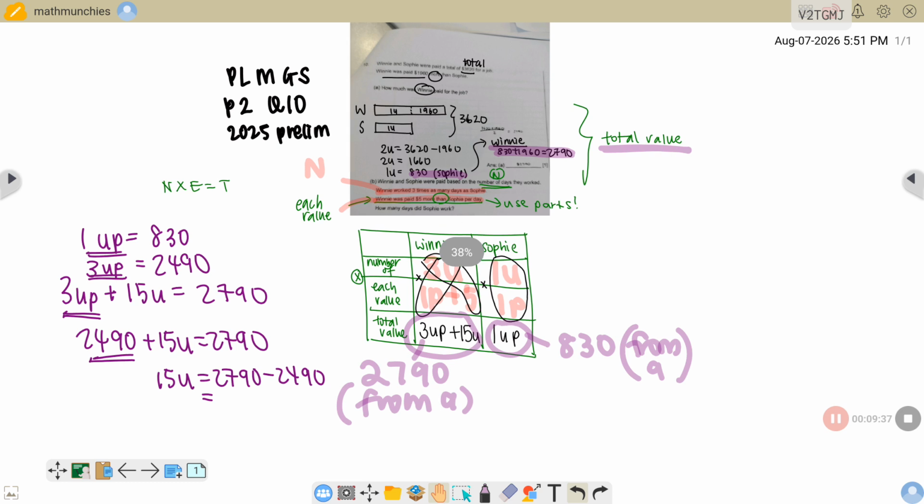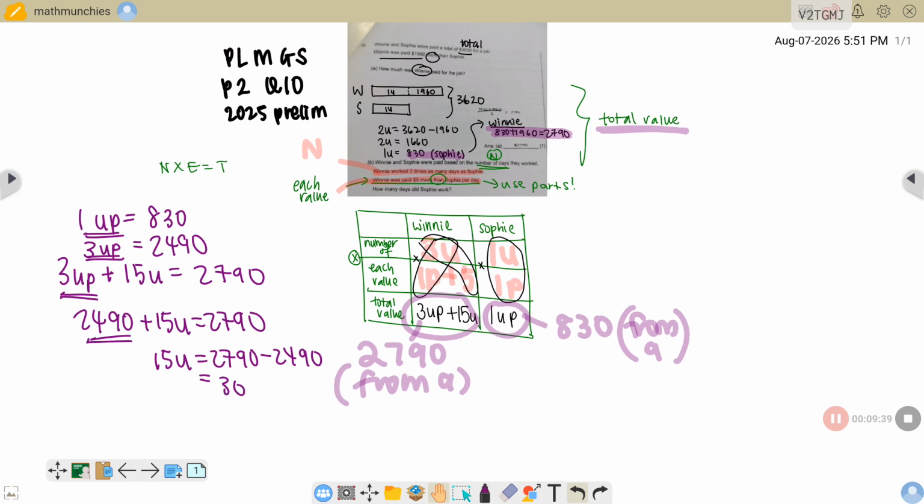Yeah, correct. This one is easy calculation. So 15 units is 300. 1 unit will be 300 divided by 15, which is 20. And what did the question ask for? How many days will he work? How many days means what? Number of what? Sophie. And which is 1 unit. Done. Finish.